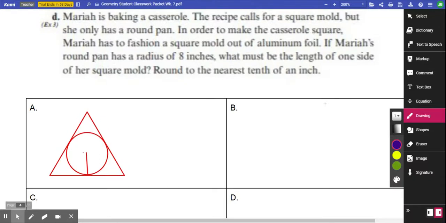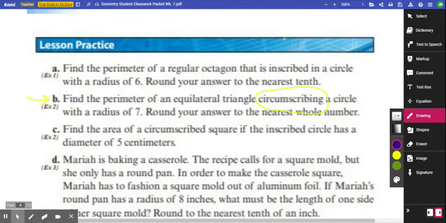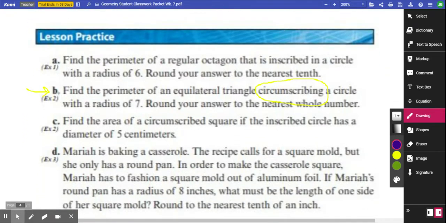Hello, Geometry. We're looking at lesson 106 on circumscribed and inscribed figures. There's a key difference here between the teacher's book and this lesson practice. The teacher's book has this as an inscribed circle, an equilateral triangle inscribed in a circle, which changes the key. So that might be kind of confusing if some of you are checking your answer. You may have actually had the right answer, but because the books are different, it didn't reflect the correct answer.